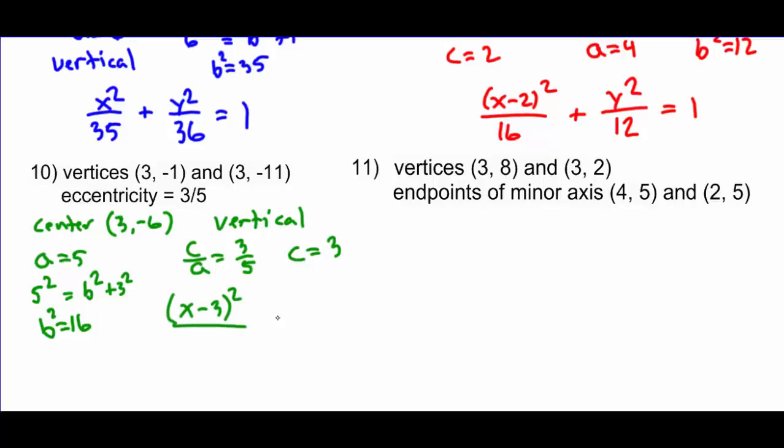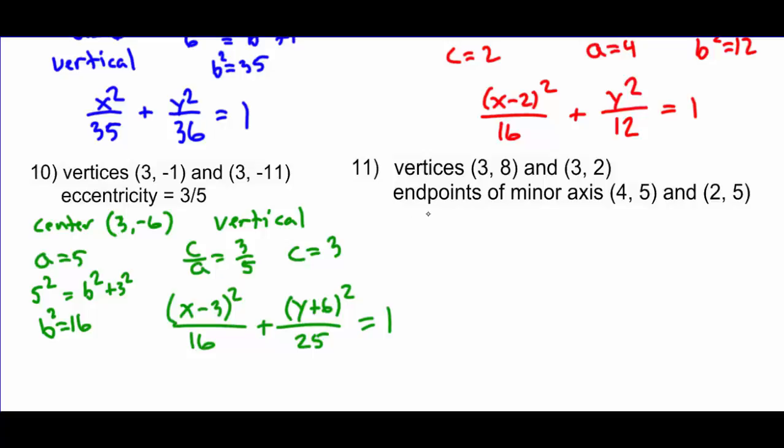So (x minus 3) squared plus, and then we'll have (y plus 6) squared equals 1. Let's fill in those denominators. We know it's vertical, so I'm going to the y value, and I'm going to write A squared underneath it, which is 25. And then I'm going to go to the horizontal part and write B squared. And then I'm going to be done with that problem. I'm going to go to the one you've all been looking for, the last one.